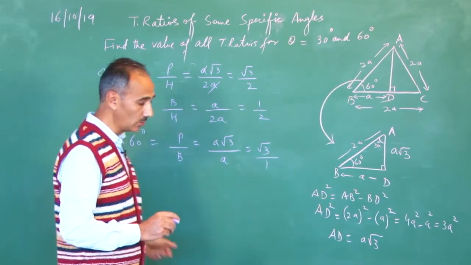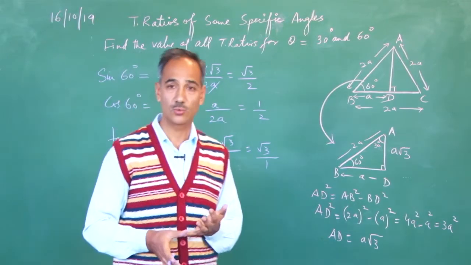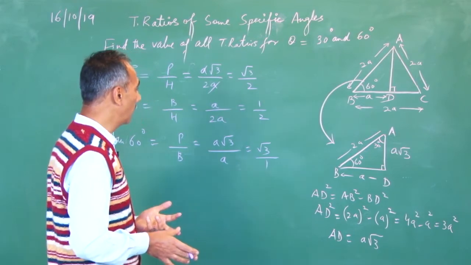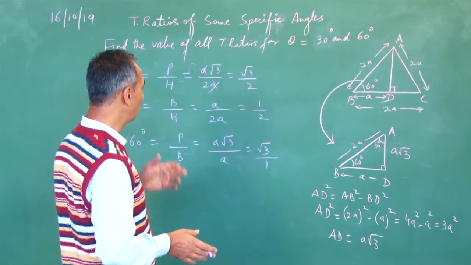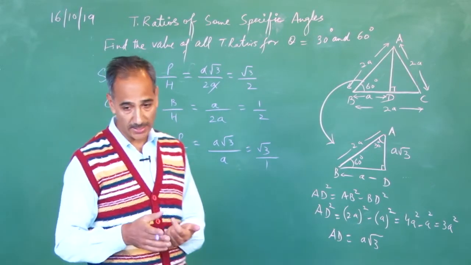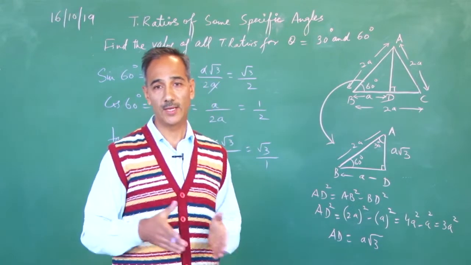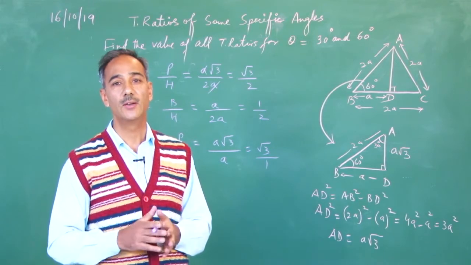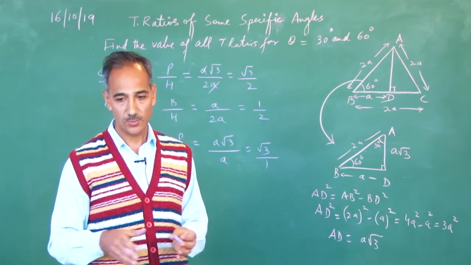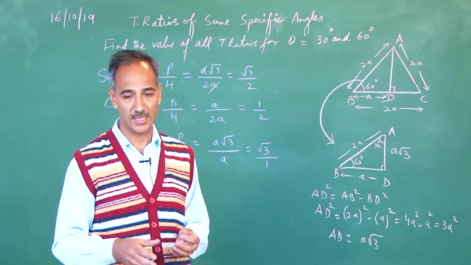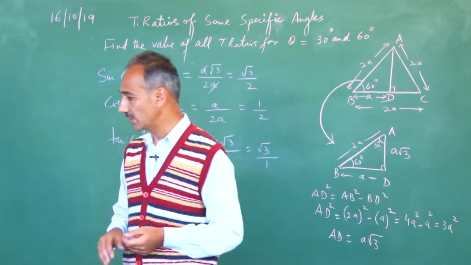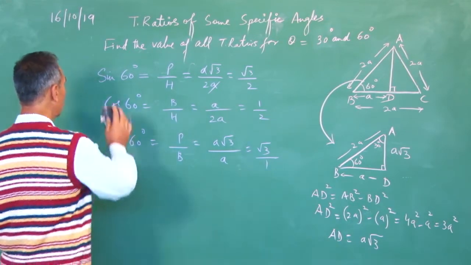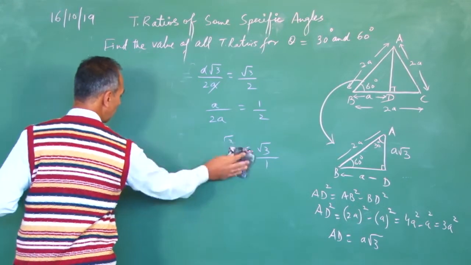So we have been able to find the T ratios for theta equal to 30, 60, as well as 45. Now, we'll move on to theta equal to 0 and 90. Then we will tabulate all values. You have 6 T ratios and 5 angles. That means 5 into 6, you have 30 values to retain. But I will give a small table which you can refer to during examination. Make that table and work on the sums related to that topic. So I will rub this and I will move on to theta equal to 0 and theta equal to 90.